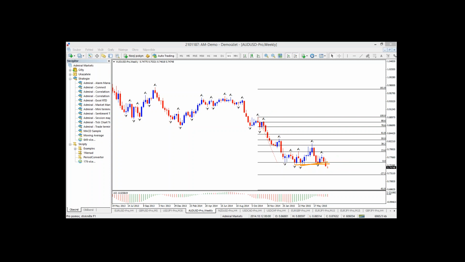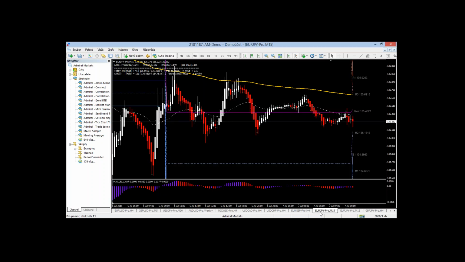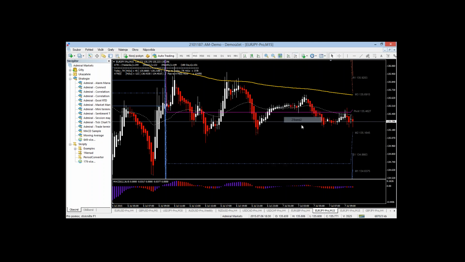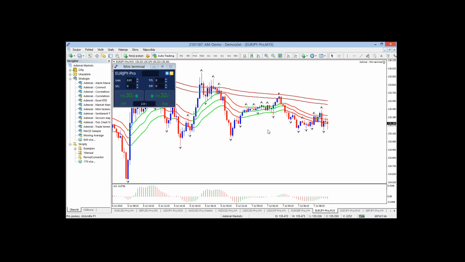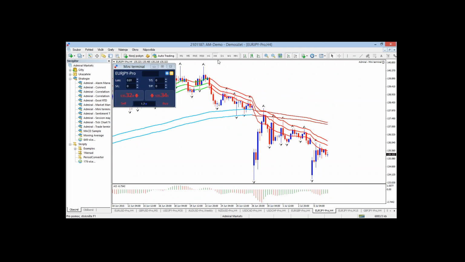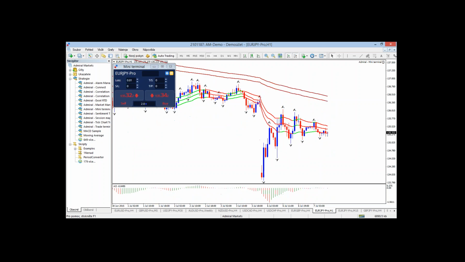So let's check that. I'll check that in 6 more minutes. And the other thing I wanted to take a look at was the Euro Yen. Euro Yen is in a downtrend on the 4-hour chart already, as you can see. Price is respecting this 21 EMA band pretty nicely.